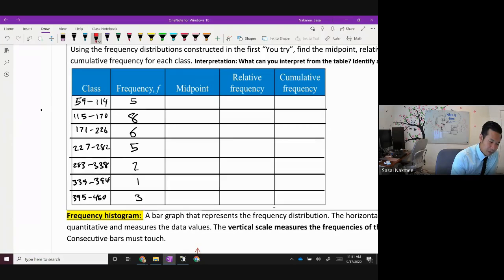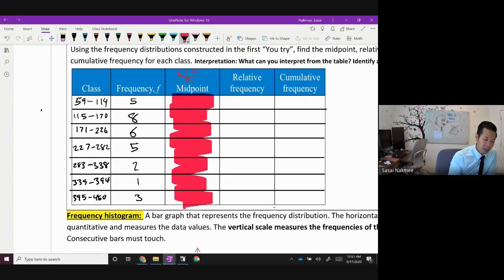Are you ready? For the midpoint, on my own notes, I would write down how to do that calculation. I would write down that this is the lower limit plus the upper limit divided by 2. Just to remind myself that's what I need to do for all the numbers in this column. Okay? And then I would go to the relative frequency and I would say, this is just the frequency divided by my n, which means I need to go over here and calculate what n is equal to. And that would give me all the numbers in this row.